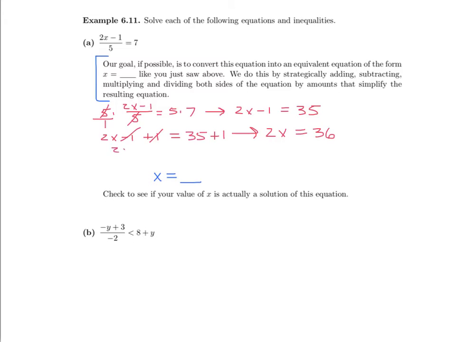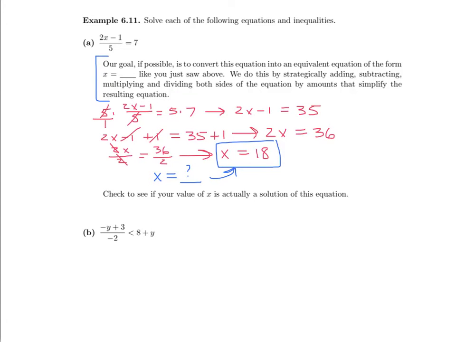So I take my 2x and I divide it by 2. I take my 36 and I divide it by 2. Notice that there's a common factor of 2 on the left-hand side in both the numerator and the denominator, which can be canceled. This leaves me with an x on one side and 18 on the other. So we've done it. We now have the kind of equation that we were looking for. The missing number is 18.